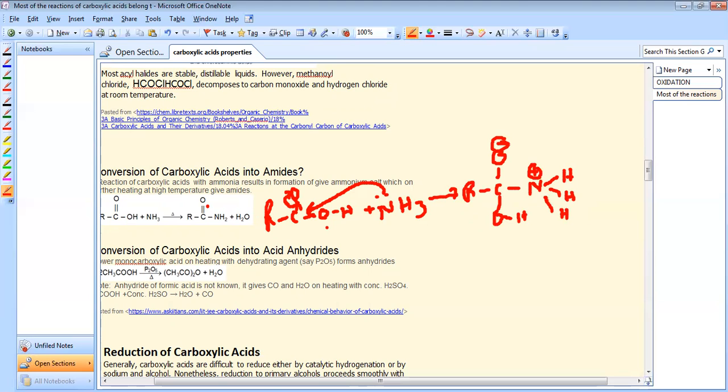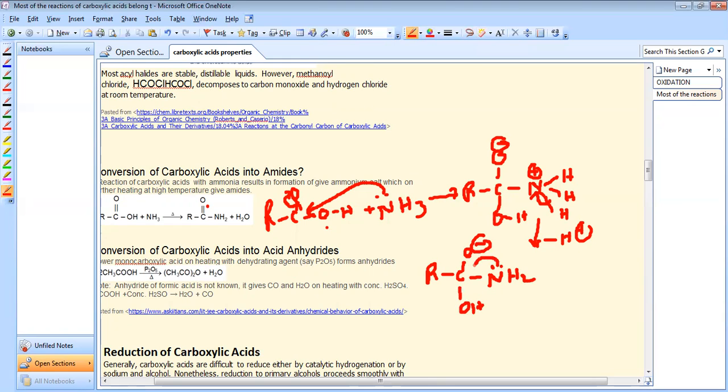To overcome that positive charge, releasing of a proton takes place. Due to that, what we get is R C O minus, and this is N. Again, it retains its 2 lone pairs of electrons, and this is OH.